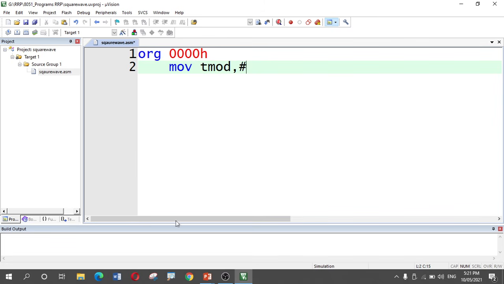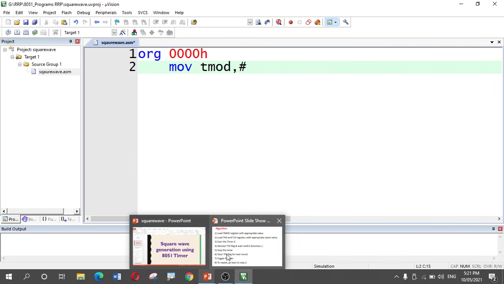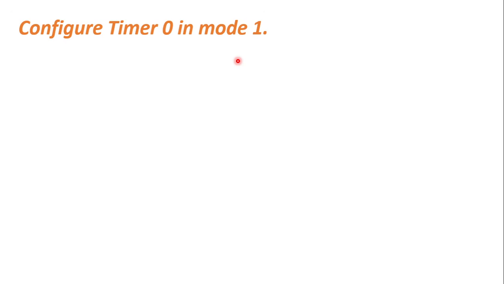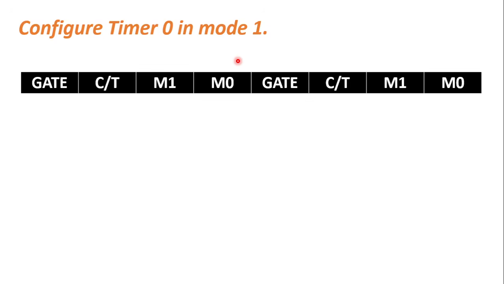So as discussed previously, we have to load TMOD with the appropriate value. How to load TMOD with the appropriate value? For that purpose, I should know the structure of TMOD. So this is the structure of TMOD. Now I will decide which timer I am going to use. In the question, it was given to use timer 0.